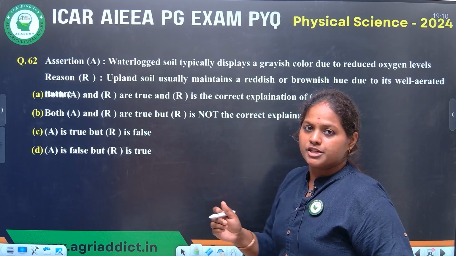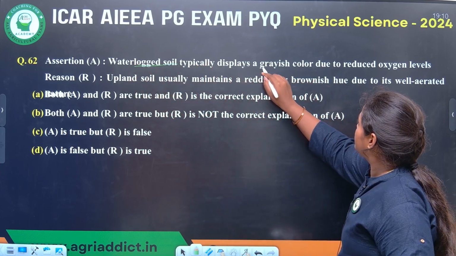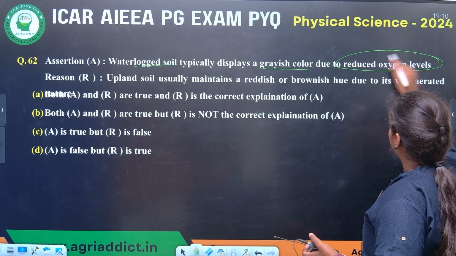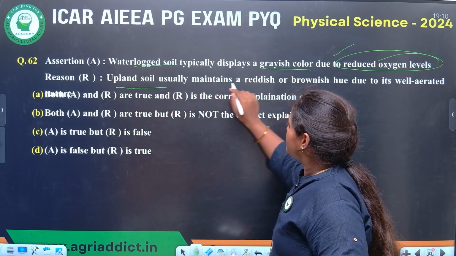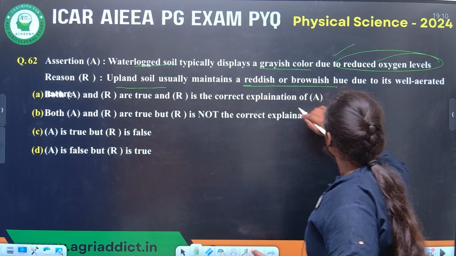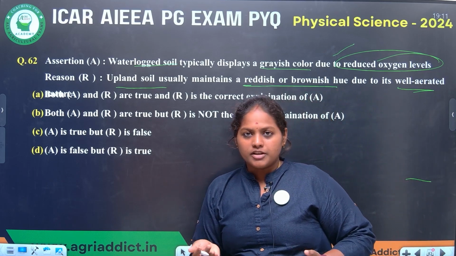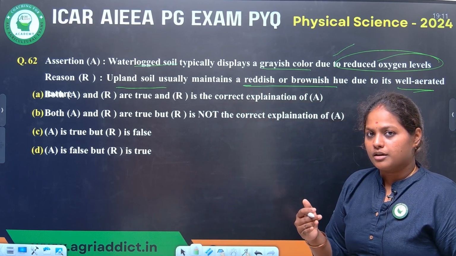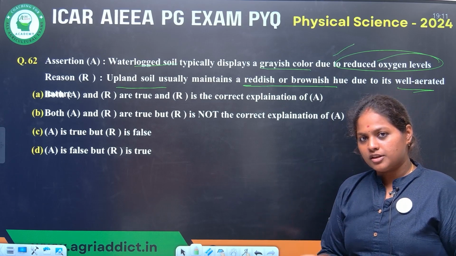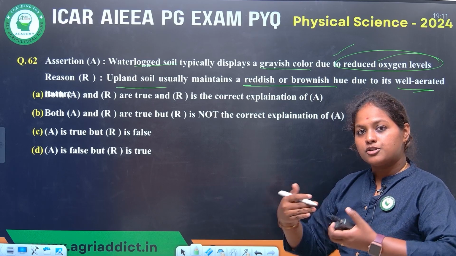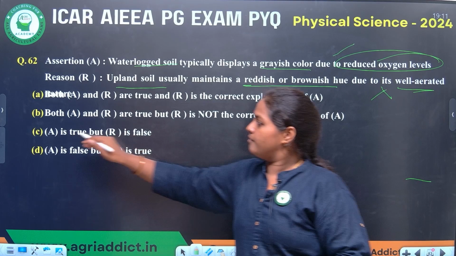62. Question number 62. Assertion: Waterlogged soil typically displays a greyish color due to reduced oxygen levels. True. Reason: Upland soil usually maintains a reddish or brownish hue due to its well aerated condition. When will the reddish color come in a soil? When it is subjected to high iron content or high sesquioxide content. Not all upland soils are rich in iron and not all should depict red color. So, reason is false. A is true but R is false.